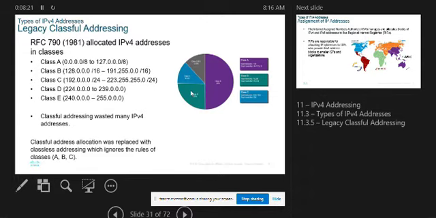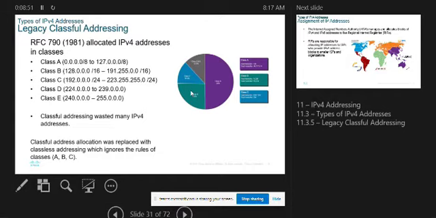On the class B, it goes from 128 to 191. On the class C, it's 192 to 223. We know 223 is some of those public, but I think that they also use some of that in multicast. I know in the 224 for sure, that's the IPv4 multicast.